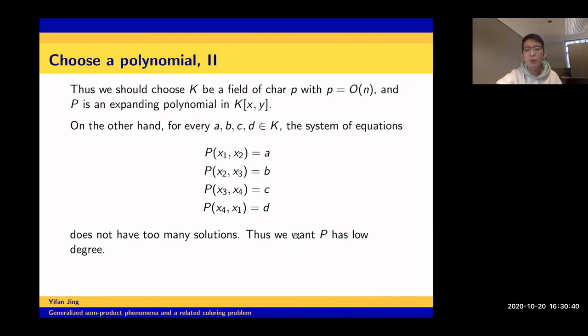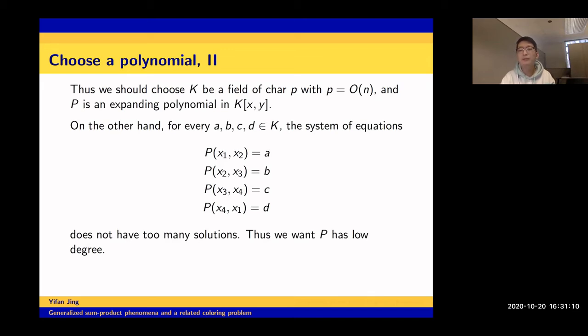So in that case, we want P to have low degree, because large degree normally means more solutions. Okay, so any suggestion how to choose P? P has low degree, and then the first non-trivial expanding polynomial has degree 2. So we can choose P to be a quadratic polynomial. And then P is expanding.